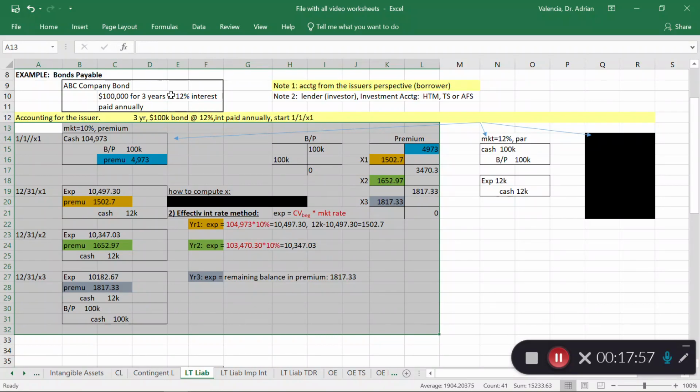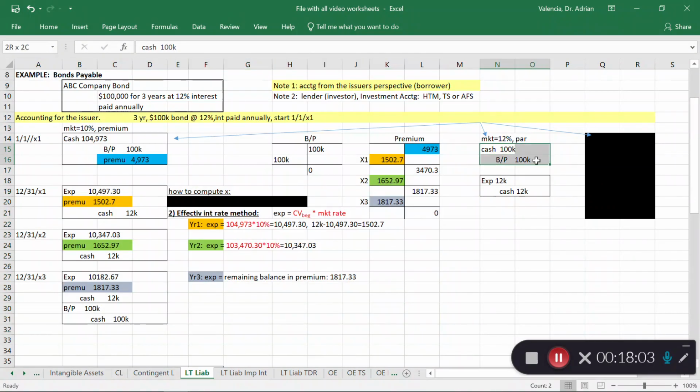If I am paying 12% and the market is 12%, then the bond just sells at par. And it's very easy because every period I just do expense for 12, cash for 12. I don't need to account for any discount. I don't need to account for any premium. You would do these 3 payments, and then at the end you would have this same entry right here.